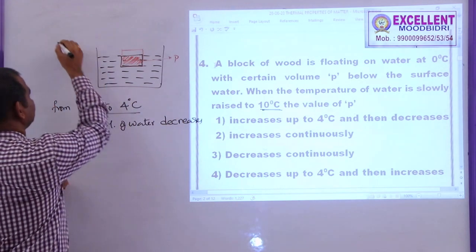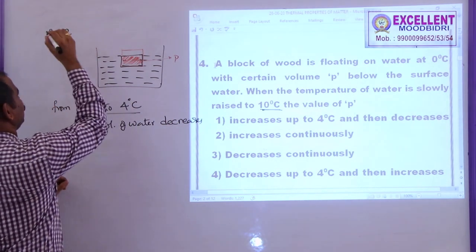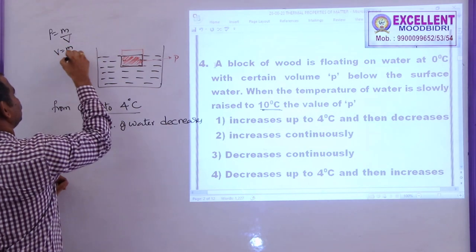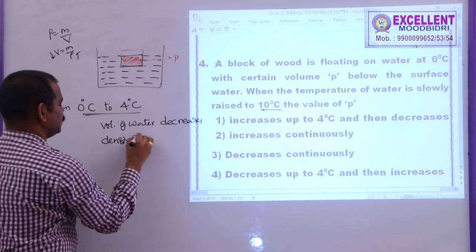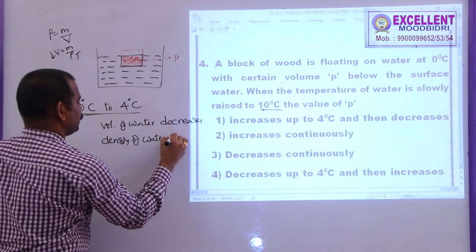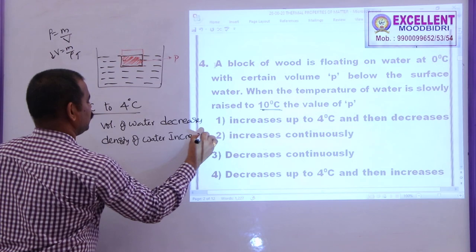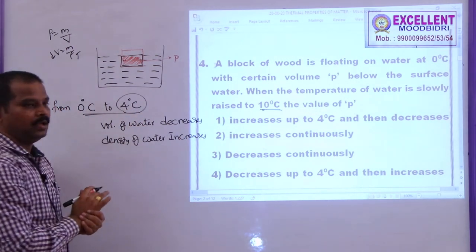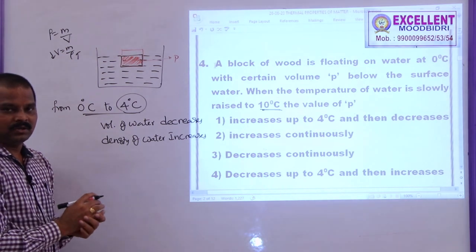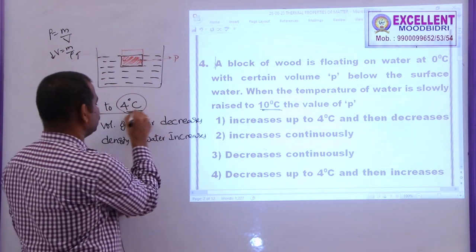When the volume decreases, we know density is equal to mass by volume. When the volume decreases, density will increase. That means density of water increases from 0 to 4 and will be maximum at 4 degrees centigrade. This is also very important: at what temperature is the density of water maximum? The answer is 4 degrees centigrade.